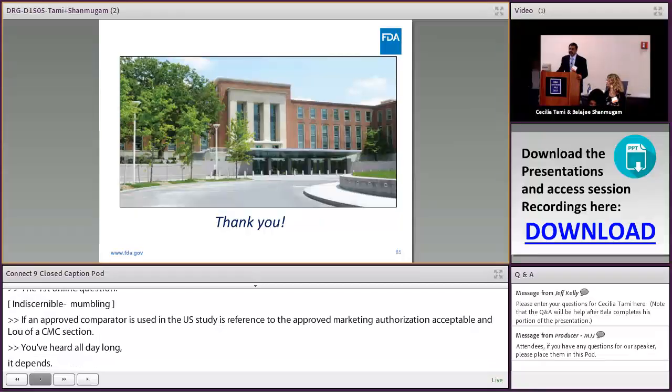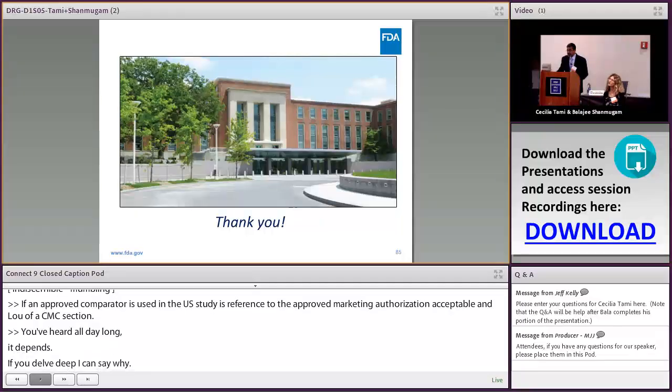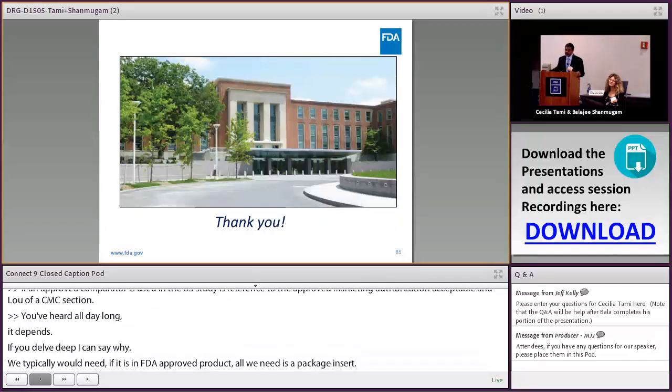We typically would need, if it's an FDA approved product, all we need is a package insert to make sure that this is what will be used. But any of the non-US approved product, depending on the indication, we would need either some minimal information to make sure that those quality standards actually meet, if not are better, than the US approved drugs.